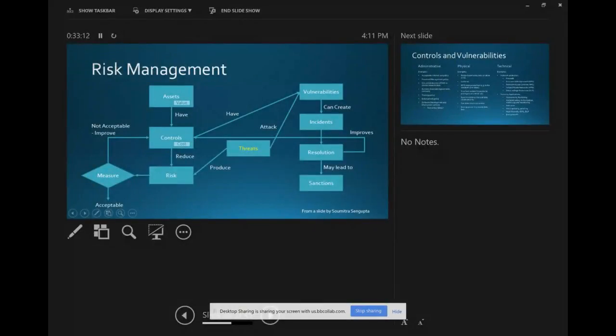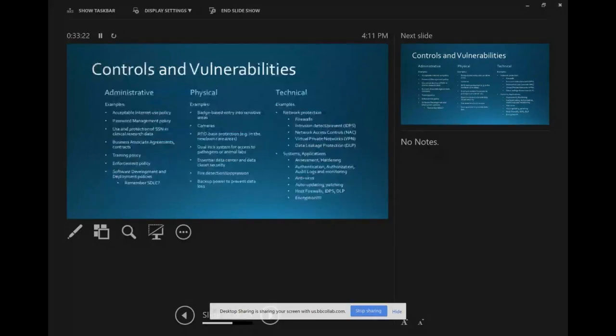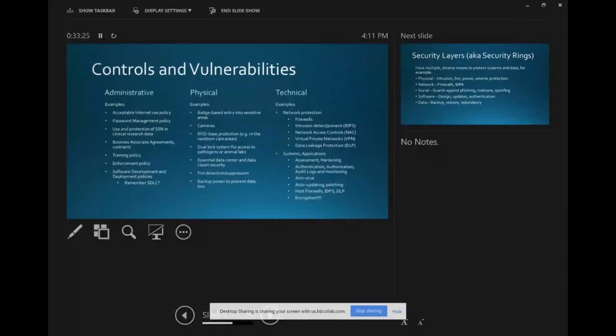And in all of this, you're always constantly trying to measure the risk to determine whether it's not acceptable and you need to improve the controls, or whether it's acceptable and you just go on and live with it. And those controls can either be administrative, physical, or technical. An example of an administrative control would be an acceptable use policy.